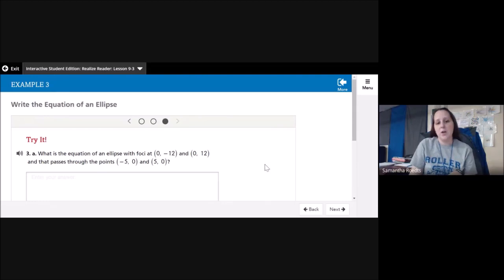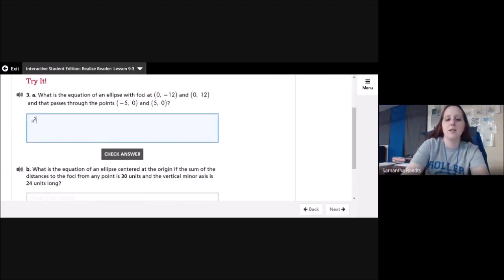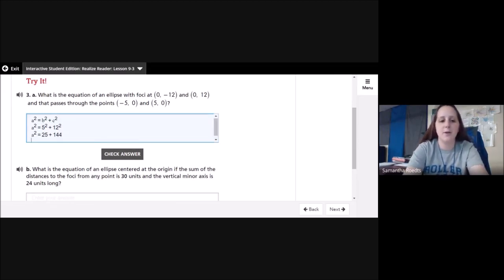All right, let's try. What is the equation of an ellipse with the foci at 0, negative 12, and 0, 12, and that passes through the points negative 5, 0, and 5, 0? All right, so I have a squared equals b squared plus c squared. b squared is going to be, it passes through that point, so that's going to be 5 squared. And then c squared is my foci, so that's 12 squared. So that gives me a squared equals 25 plus 144. So a squared equals 169.